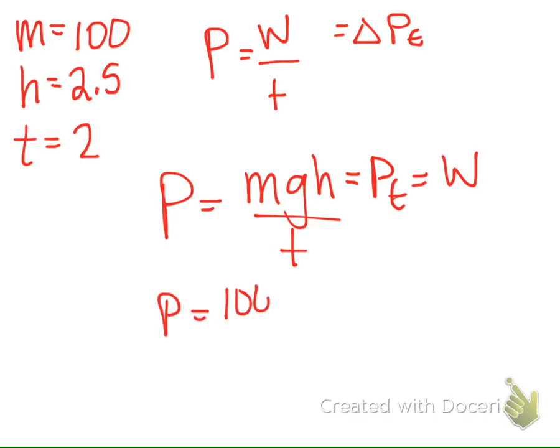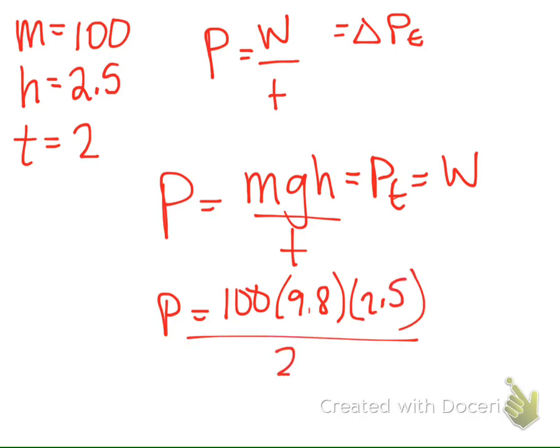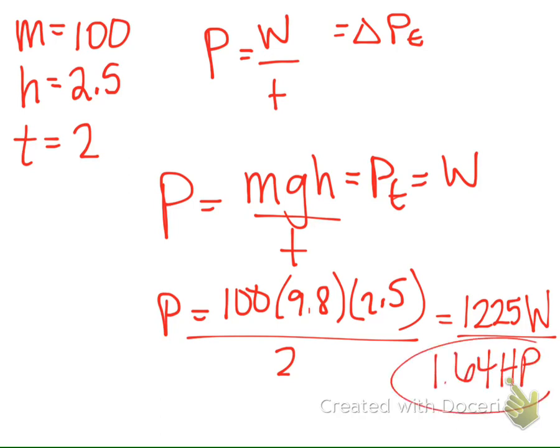Okay, so power equals 100 times 9.8 times 2.5 all over 2. Parker, what'd you get? 1225. Good. And our units for that? Watts. Good. Okay, when it comes right out of our power equation, it should be in watts. We want it in both watts and horsepower, so when we convert it to horsepower, we get 1.64. Divided by 746.